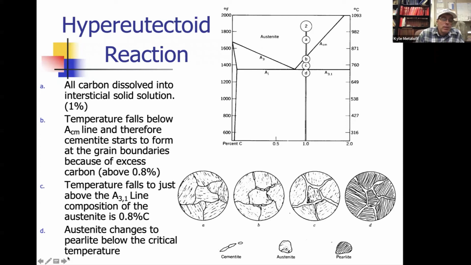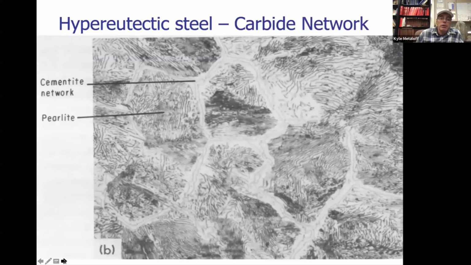Again, this is what it would look like under the microscope. Here are the carbides on the grain boundaries. This is a 2D slice through a 3D structure, remember? But they look more or less hexagonal-ish. That's because when you put spheroid-ish shapes together, they tend to form these hexagonal shapes.